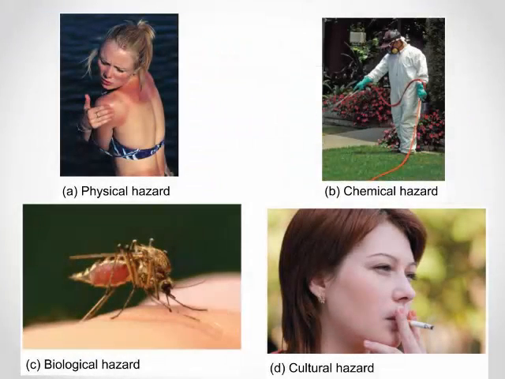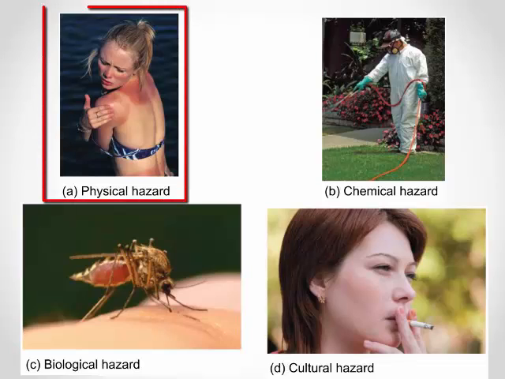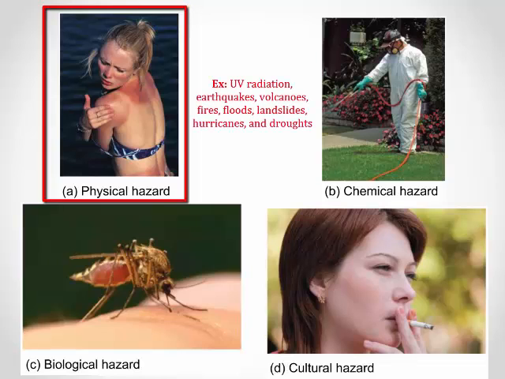Both natural and human-caused factors influence human health, as can be seen here. There are 4 types of environmental hazards that influence environmental health. The first is physical hazards, which are hazards that occur naturally in our environment. Examples include UV radiation, earthquakes, volcanoes, fires, floods, landslides, hurricanes, and droughts.